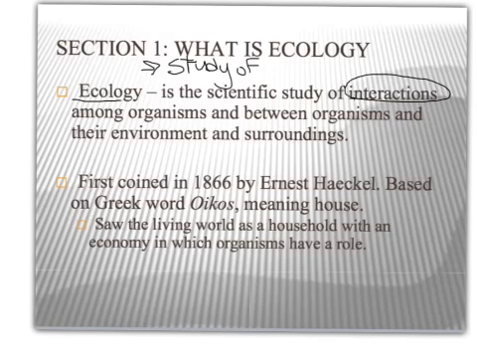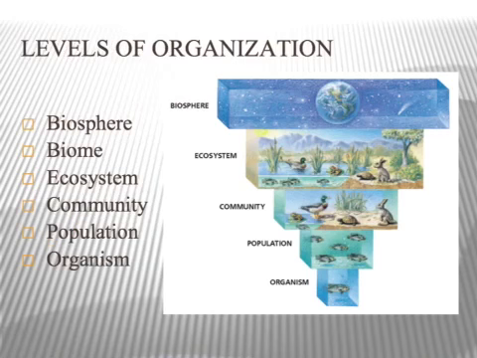Just some background information. It was first coined in 1886 by Ernest Haeckel, based on a Greek word oikos, meaning house. His take on this was that he saw the living world as a household that had an economy, and different organisms have a role in that. And there are different levels and different types of households, which we'll get into.